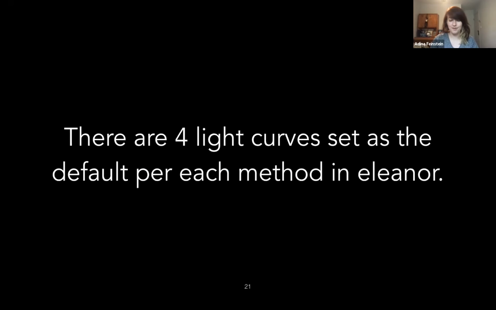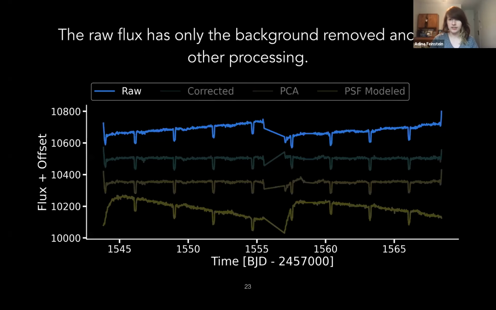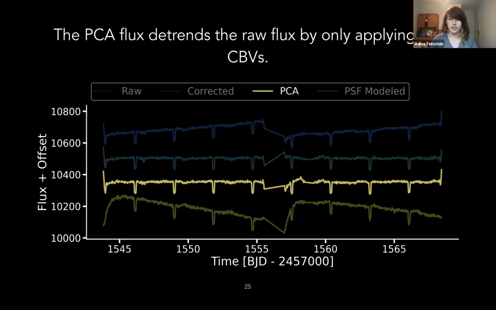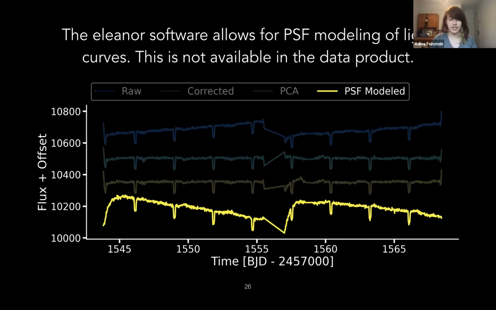There are 4 light curves that we provide, 3 by default and 1 optional, and I'll step through them. There's the raw one that only has the background removed and no other processing. There's the corrected flux that is a combination of the co-trending basis vectors and regressing against the centroiding motion, the background and time. We have the principal component analysis flux, which is only detrending with the co-trending basis vectors. And then also we have a point spread function modeling keyword that you can put in if you want to model your light curve, but we don't do that by default because it's more computationally expensive. And at the time when we wanted to do this for millions of light curves, it wouldn't have made sense, but users can do that when they want.